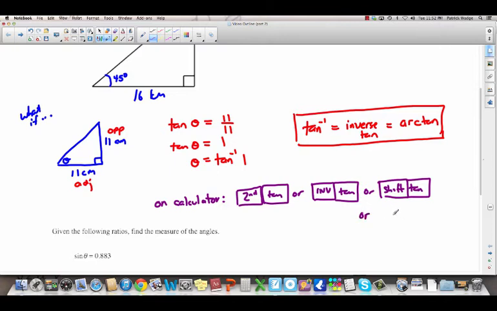Or, this is unlikely, but on the calculator I'm going to show you, you might have a button that just says inverse tan, tan negative 1, in which case you don't have to push two buttons. Usually these buttons will be a different color, so they show up better on your calculator. Not always, but often that's the case. So this is what we want to figure out. Let's go to my calculator, and figure out what inverse tan of 1 is.